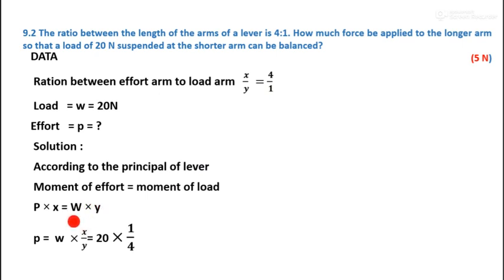Now we will find P. P multiplied by X equals W multiplied by Y, so P is equal to W multiplied by Y divided by X. Now load W is equal to 20 newton, and the ratio Y divided by X is the reciprocal, 1 divided by 4. So P is equal to 20 multiplied by 1 divided by 4, which is equal to 4 fives are 20. So P is equal to 5 newton.